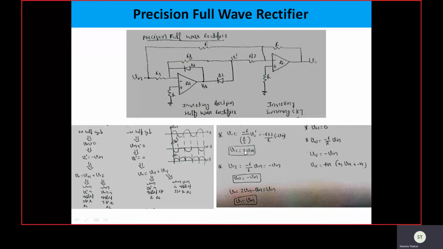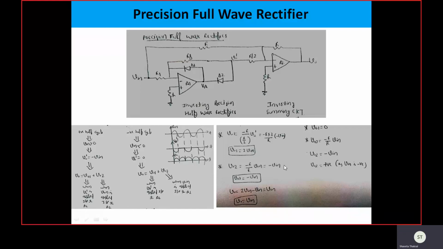So in the positive half cycle, when we add these two cases to get the overall output voltage, that will be twice of V in minus V in, that is equal to V in. So output obtained will be same as input voltage.